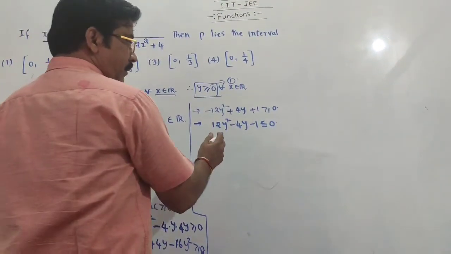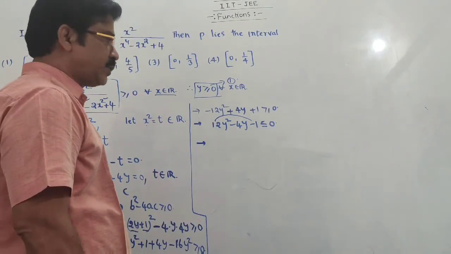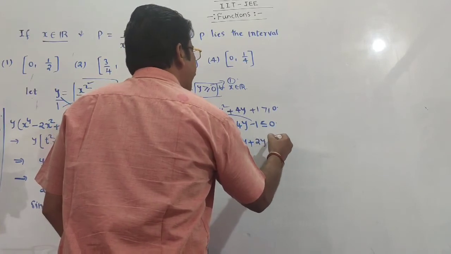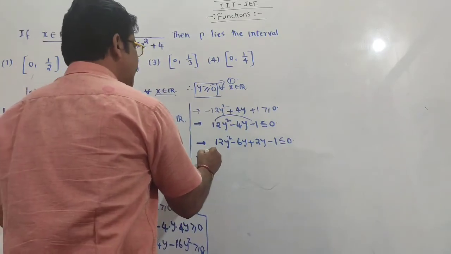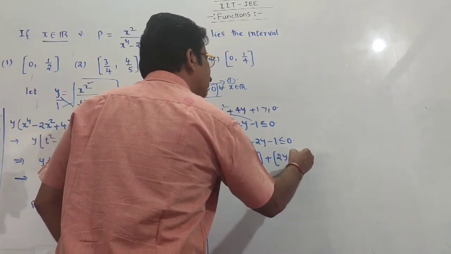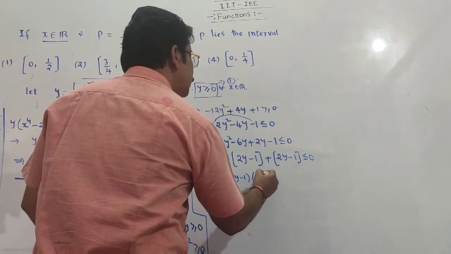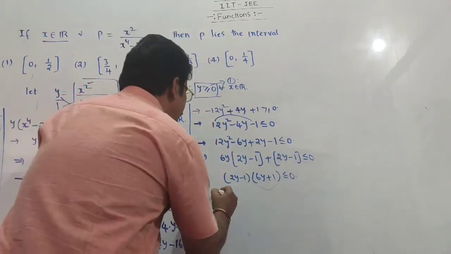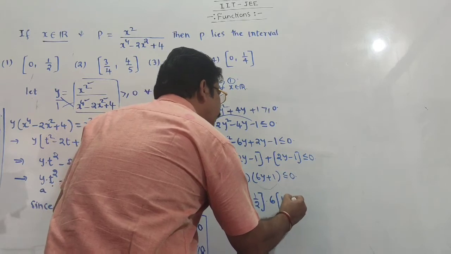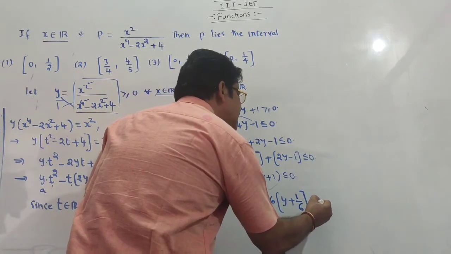Now factorize the equation. Find the factors: on multiplication we obtain minus 12, on addition minus 4, so minus 6 and plus 2. So this is 12y square minus 6y plus 2y minus 1 less than or equal to 0. That implies 6y common: 6y(2y minus 1) plus (2y minus 1) less than or equal to 0. That implies (2y minus 1) is a common factor: (2y minus 1)(6y plus 1) is less than or equal to 0. So that implies 2(y minus 1/2) times 6(y plus 1/6) is less than or equal to 0.